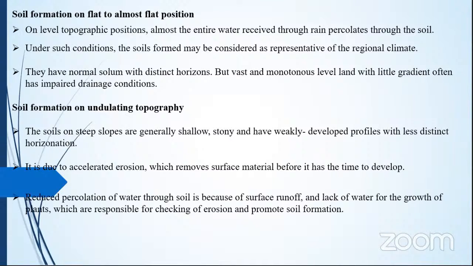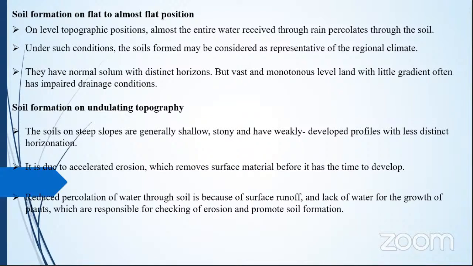There will be a severe erosion problem. The soil will be stony, because whatever soil is formed is continuously leached out or eroded. Due to the heavy erosion, you can see stony and weakly developed profiles. The profile development is very weak, whereas in flat or almost flat positions you can see some profile development.